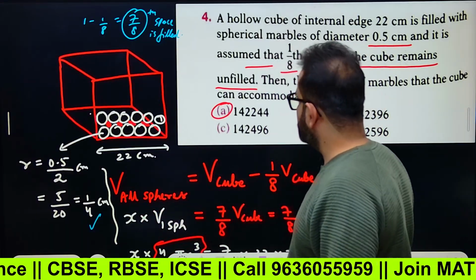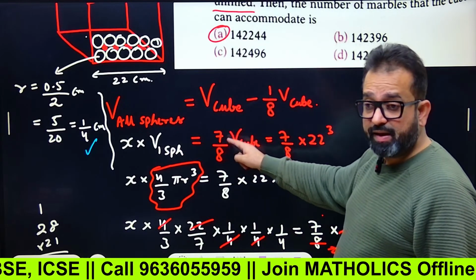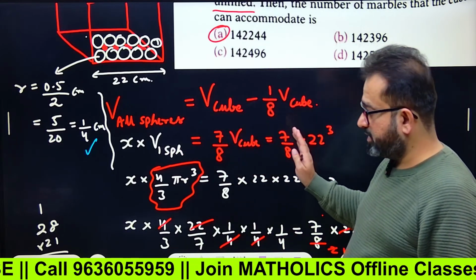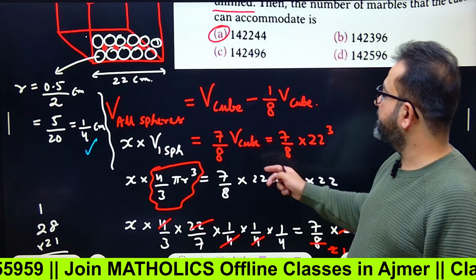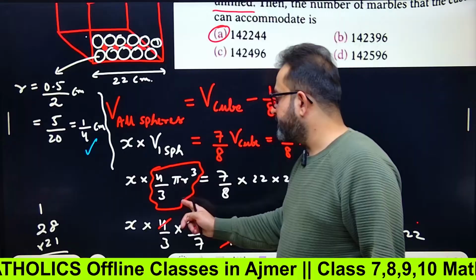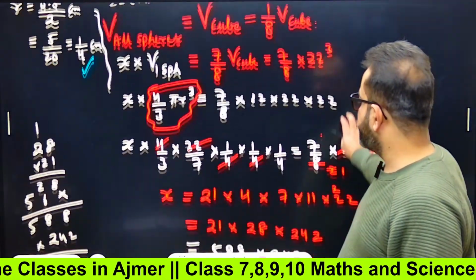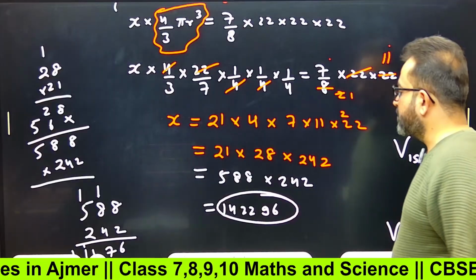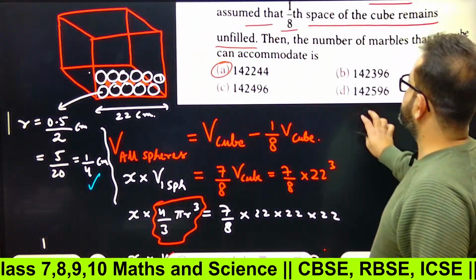So x into the volume of one sphere will be equal to 7 by 8 volume of the cube, right? So x into 4 by 3 pi r cube equals 7 by 8 into the volume of the cube, which is 22 cube. Put the value of pi as 22 by 7, radius as 1 by 4, and get the value of x equals 142296.